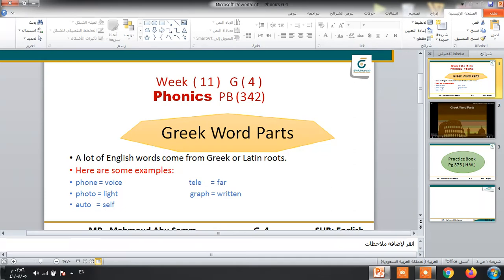Phone means voice. Photo means light. Auto means self. Tele means far. Graph means written. These are some examples only. And I am sure that you know a lot of these Greek roots for English.